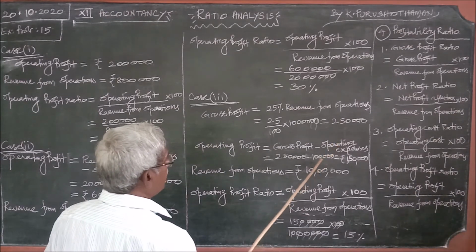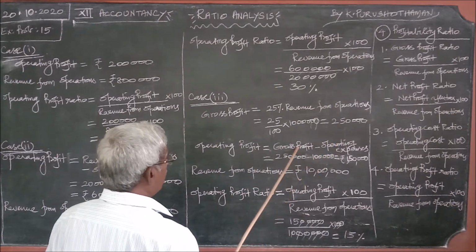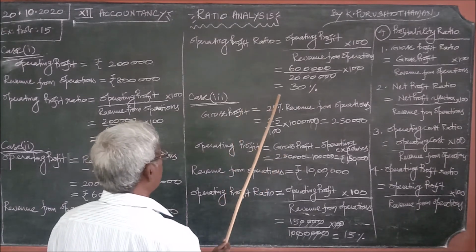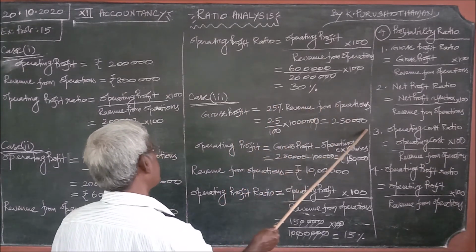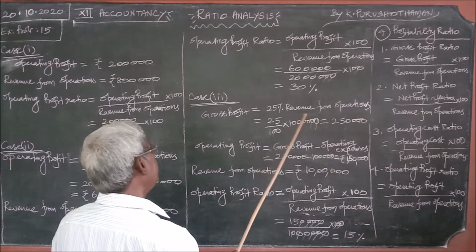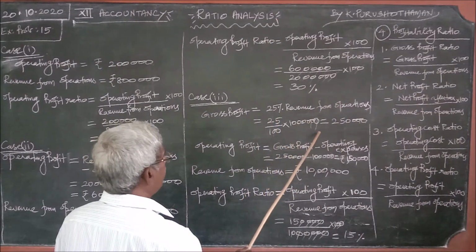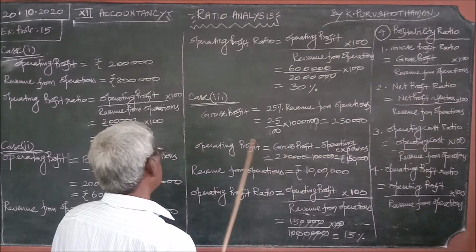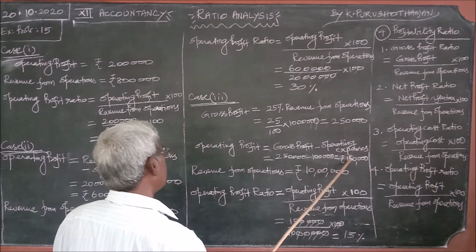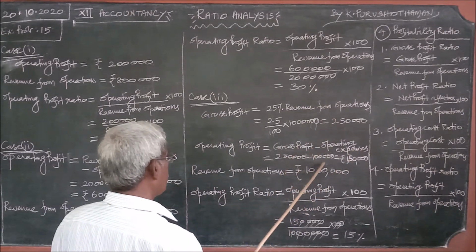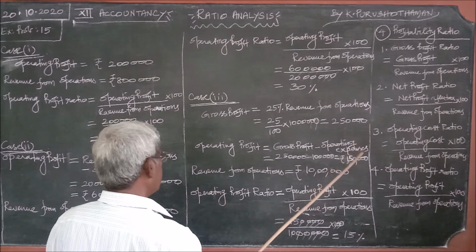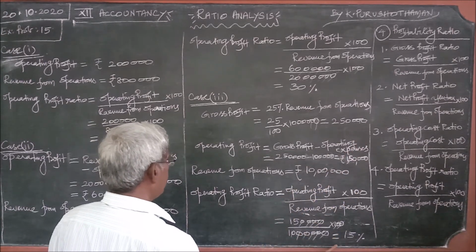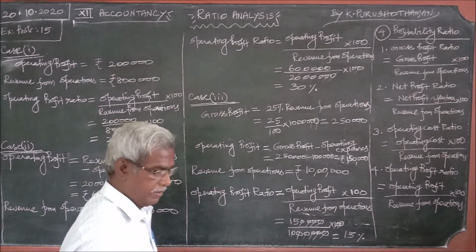Operating expenses is given straight away, but gross profit is not given. The gross profit is 25% of revenue from operations. That is 25 by 100 into revenue from operations 10 lakhs, that is 2,50,000. Now we got the operating profit 1,50,000, that is 2,50,000 minus 1 lakh, 1,50,000. This is numerator, this is denominator into 100. If you simplify, you will get 15%.